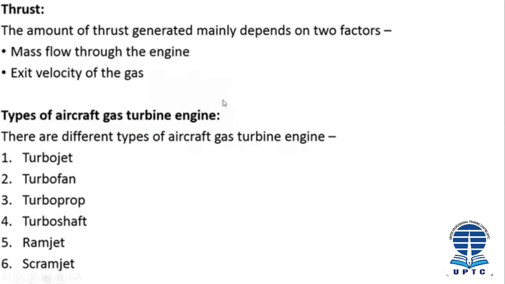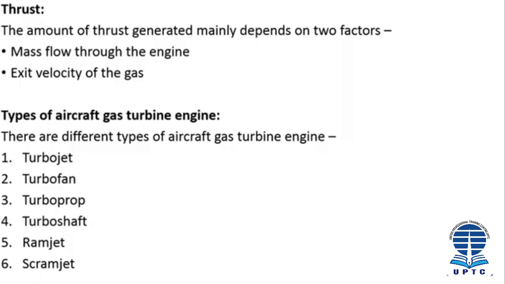The amount of thrust generated in a gas turbine engine depends mainly on two factors: the mass of air flowing through the engine per second, which we call mass flow rate, and the exit velocity of the hot gas. That means the velocity coming out of the engine.